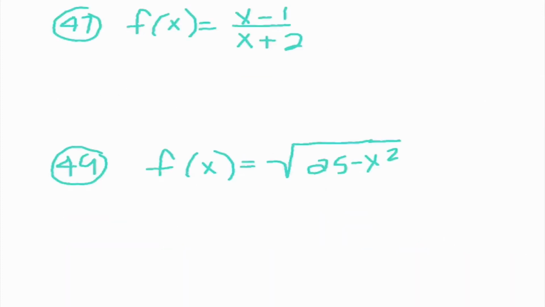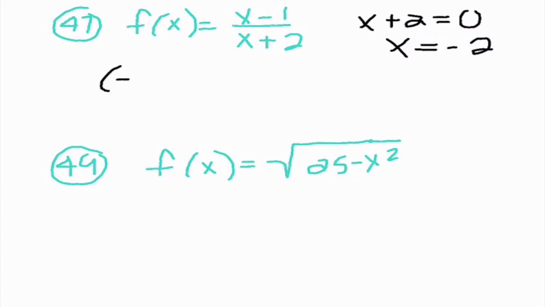For 47 and 49, we need to find the domain of the function. So remember, domain means all the x values that will work for this function. So in problems like this, when we have an equation, we really need to use common sense and look at the different types of equations. This equation, we have a denominator. We know that we can never divide by 0, so I need to figure out which values are going to make this denominator 0. So I'm going to set x plus 2 equal to 0, so I get x equals negative 2. That means all real numbers except for negative 2 will work.